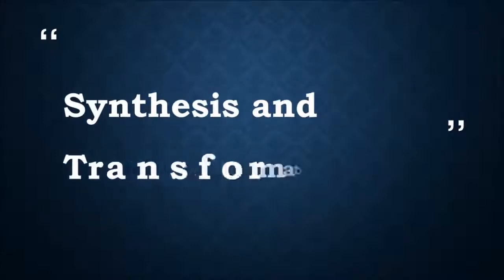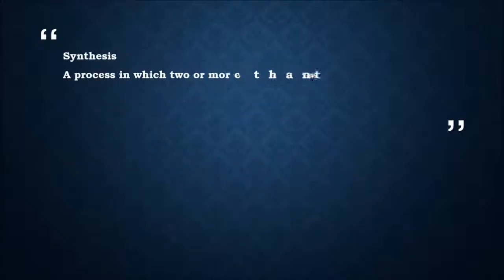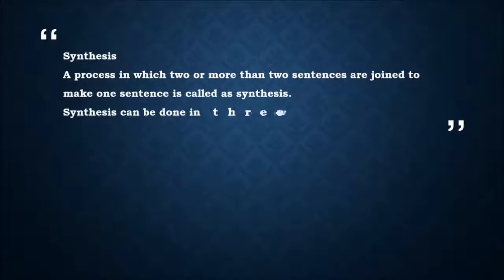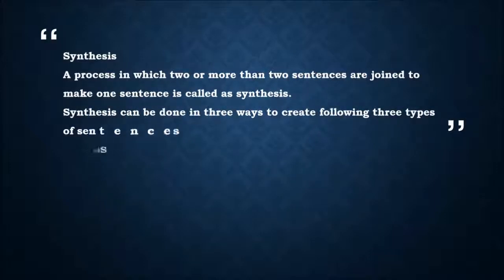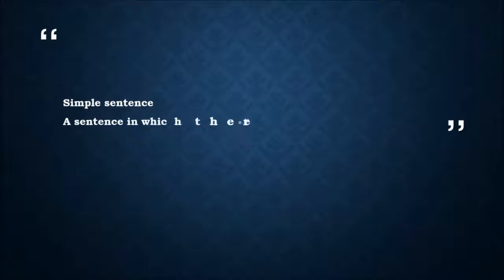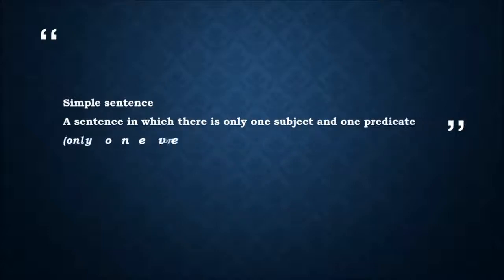Synthesis and transformation. Synthesis, a process in which two or more sentences are joined to make one sentence, is called synthesis. Synthesis can be done in three ways to create the following three types of sentences: simple sentence, compound sentence, complex sentence. A sentence in which there is only one subject and one predicate, only one verb, is called a simple sentence.